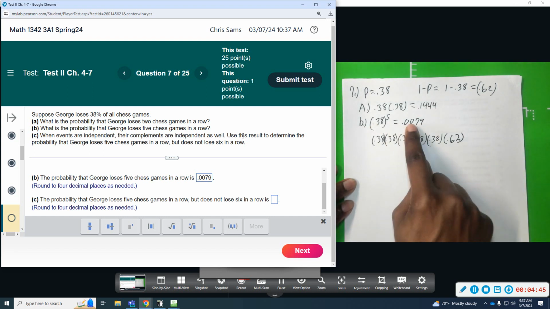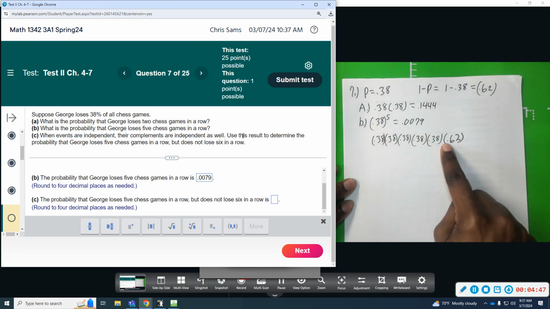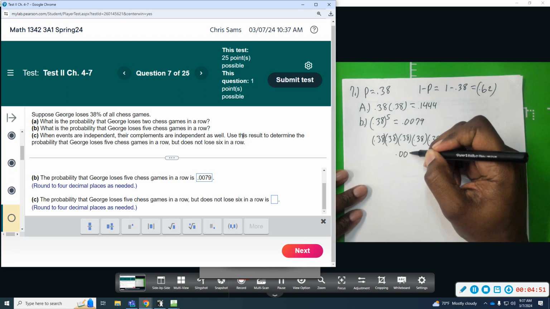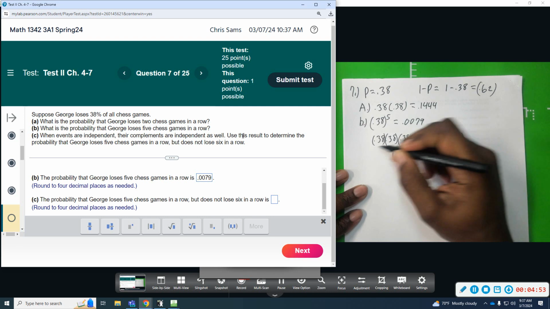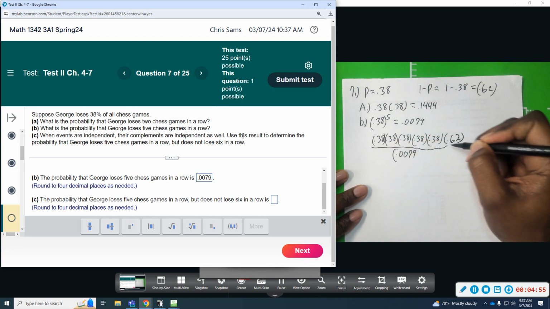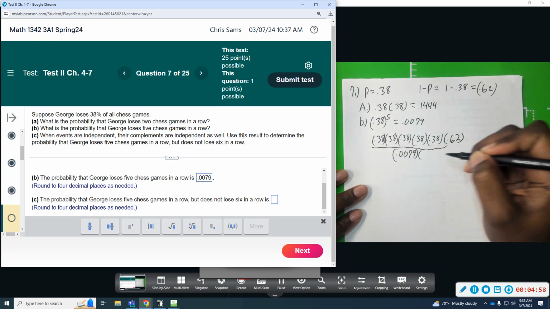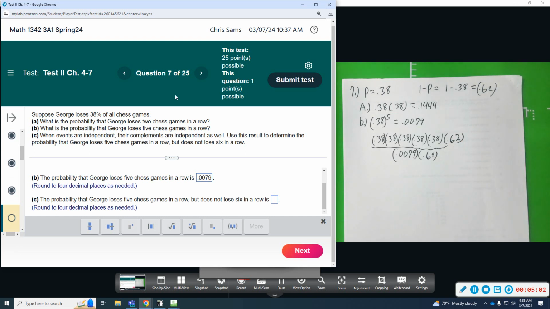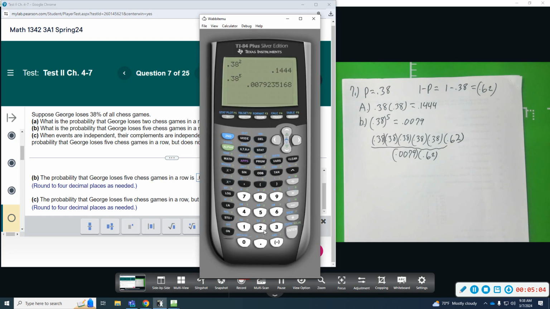So just basically the 0.0079 times the 0.62. So 0.0079, which is all 5 of these. That's this part. And then we're going to multiply that times 0.62. To take that, I'm going to say times 0.62. And that gives me 0.0049.